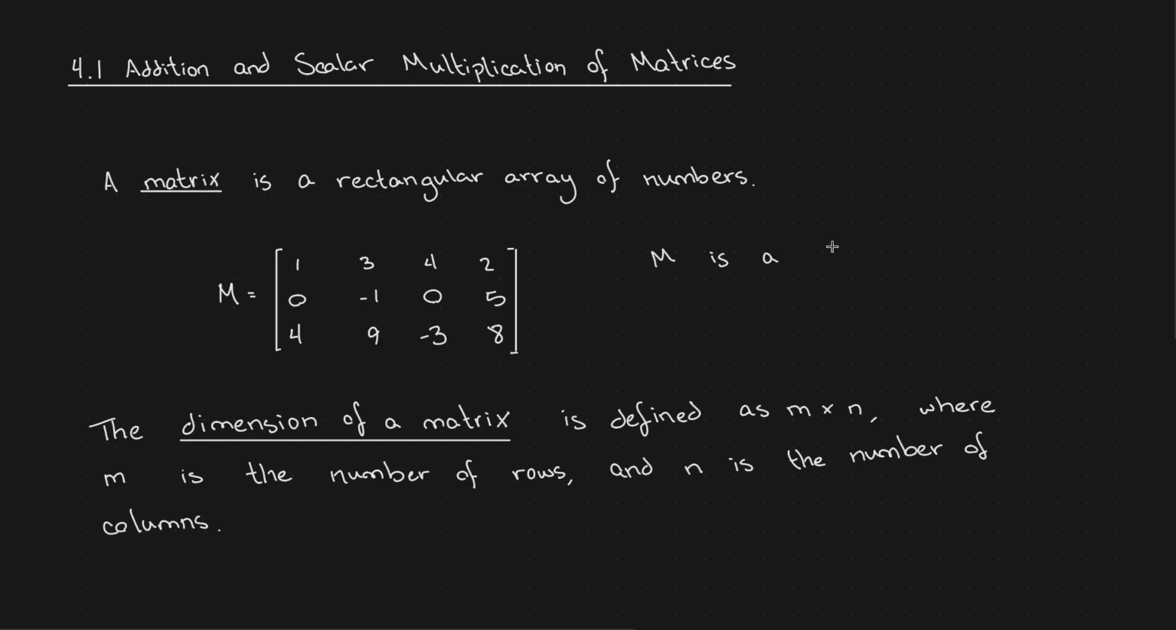M is a 3 by 4 matrix, okay, because it has 3 rows and it has 4 columns. Okay, we sometimes summarize this by writing M has real number entries and 3 rows by 4 columns. Okay. Now, we already have a lot of experience with matrices, not just our augmented matrices and our coefficient matrices, but all the vectors we've looked at are special cases of matrices.